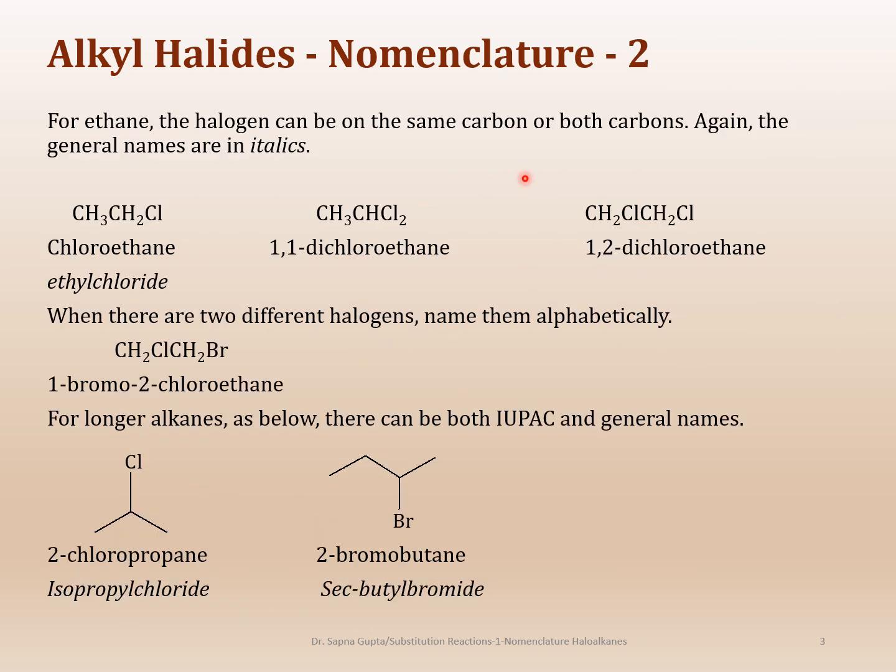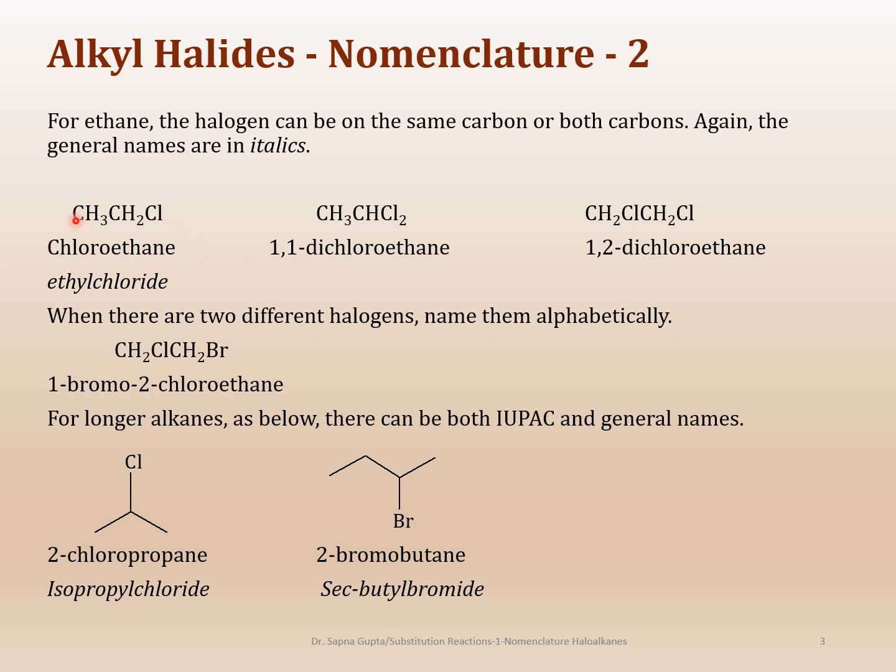More nomenclature now. Once you get to 2 carbons, this becomes either ethyl chloride or chloroethane. Since you only have 2 carbons, whether you have the chlorine here or here, it doesn't matter, so you don't have to number anything yet. As soon as you have 2 chlorines though, now you have to give location, because that other chlorine could be on the other carbon.